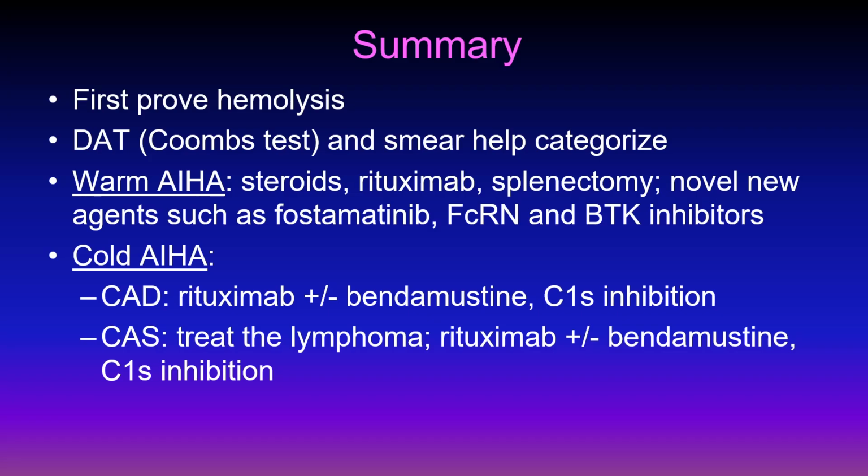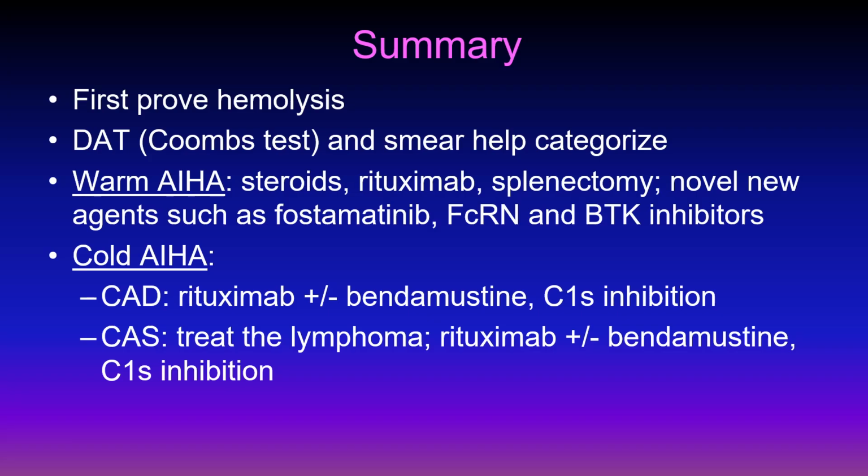So to summarize and end this overview, which I hope has helped you understand your disease better, in terms of having an autoimmune hemolysis, we first have to prove you have hemolysis, as I mentioned before, by looking at the LDH, haptoglobin, blood smear, reticulocyte count, and other indicators of hemolysis. So the first step in anyone is prove there's hemolysis. We then do a DAT, a direct antiglobulin test, also called a Coombs test, and look at the blood smear to help categorize this. If you have a warm autoimmune hemolytic anemia, this is caused by an IgG antibody.